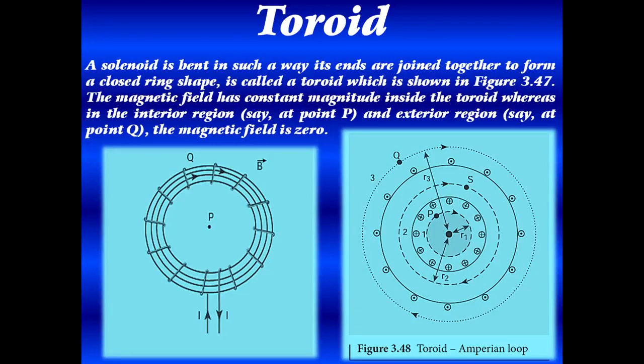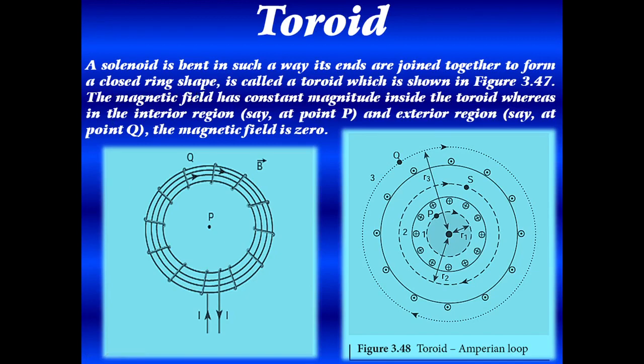The topic name is toroid. What is meant by toroid? A solenoid is bent in such a way that its ends are joined together, forming a closed ring shape.